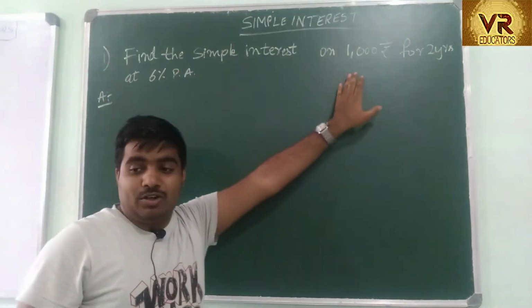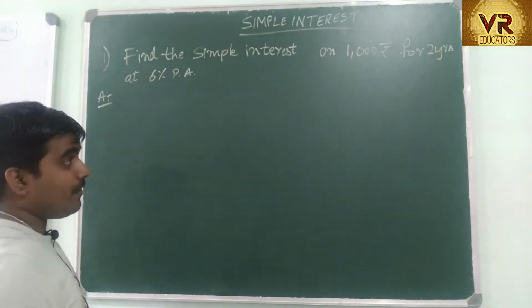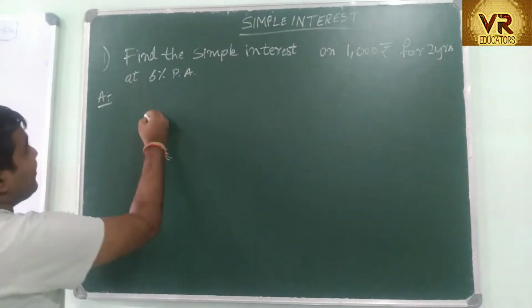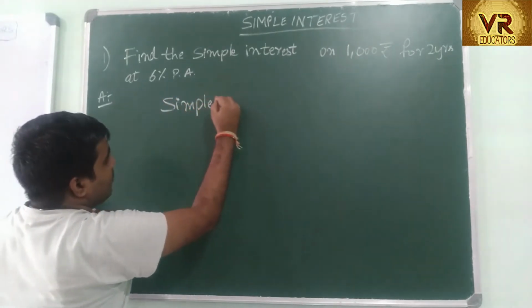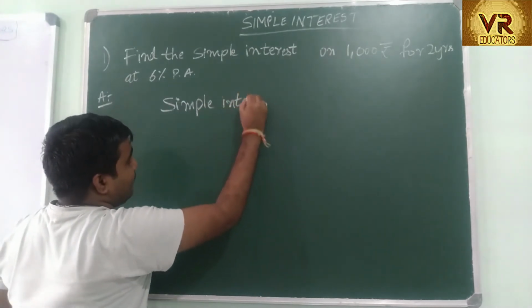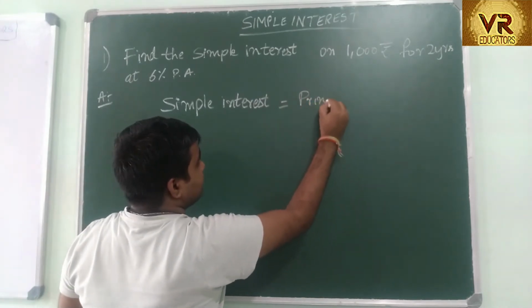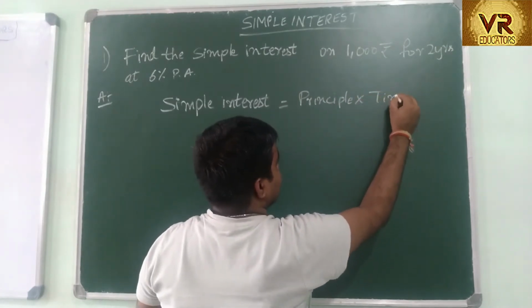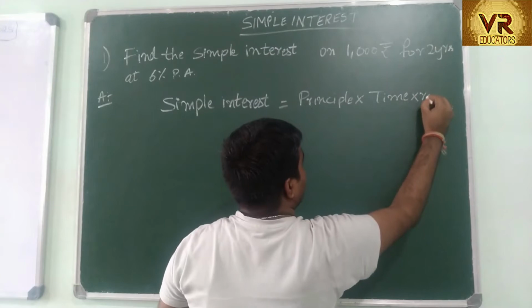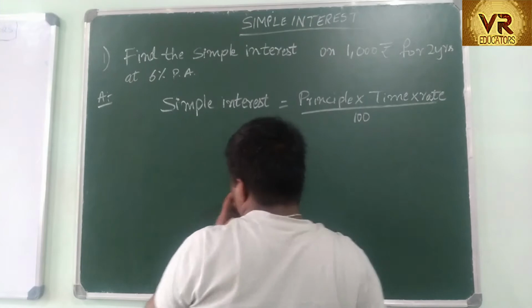Find the simple interest on 1000 rupees for 2 years at 6% per annum. We have to find simple interest. So we have a formula: simple interest is equal to principal into time into rate by 100.